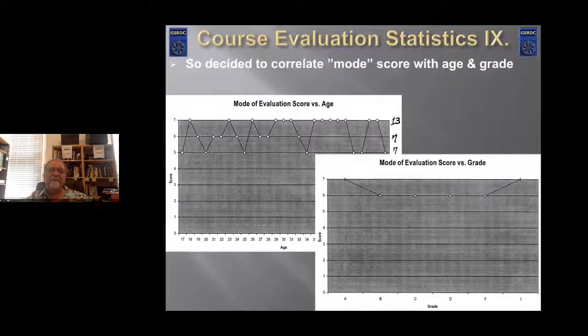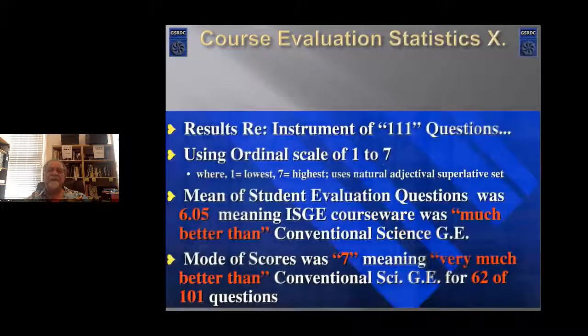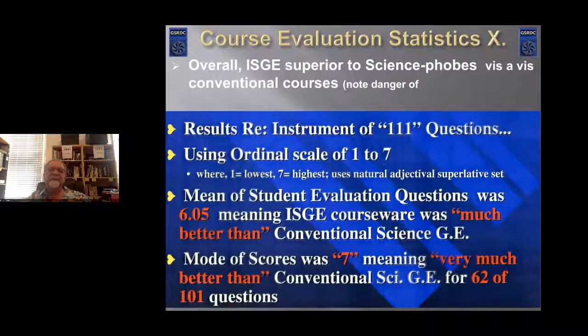So then we did the same thing, but looking at modes, and you saw essentially the same thing: more chatter as they got older, but basically it was within the same one or two categories, as you can see here, whether they got a good grade or not in terms of their evaluation. So overall, ISGE was superior to conventional courses for science phobes. There's a danger of, I can't remember what it's called, the Thompson effect here, and I noted that in my NSF results, to be honest.